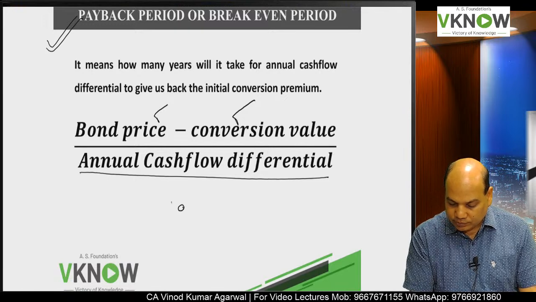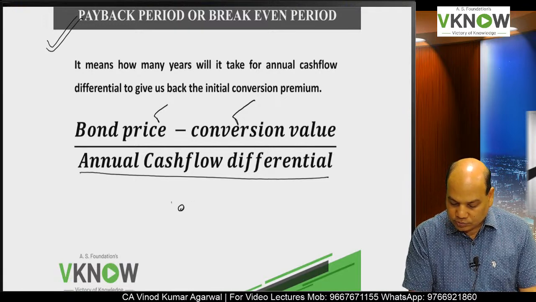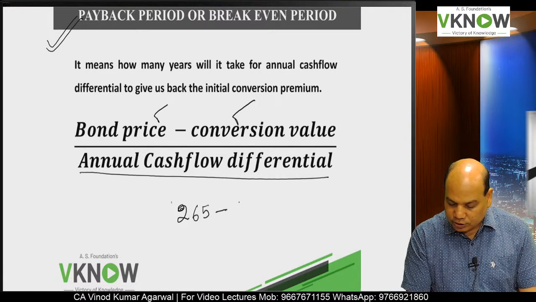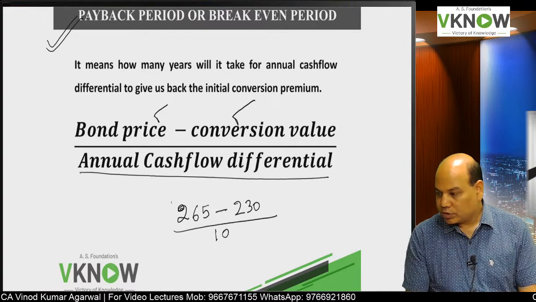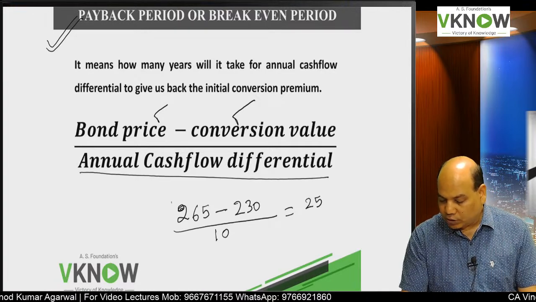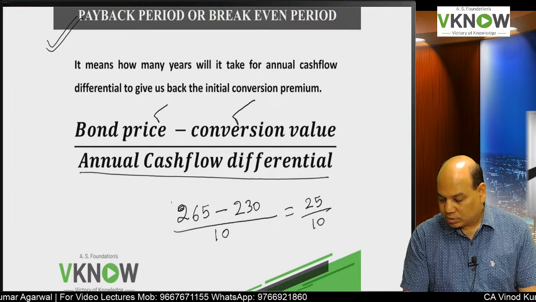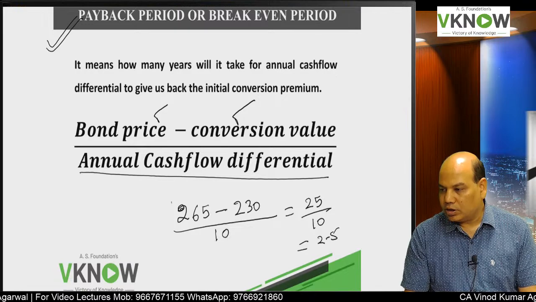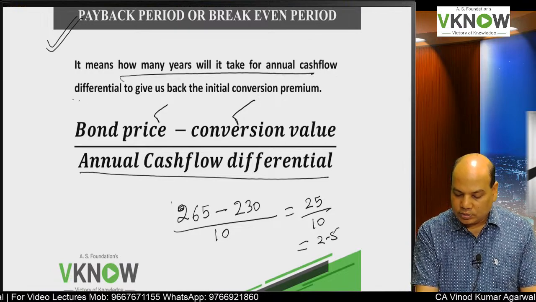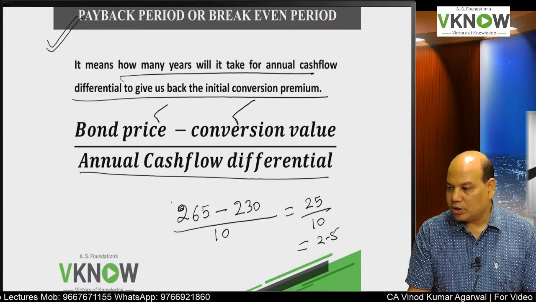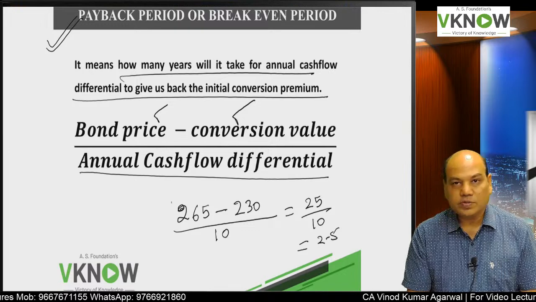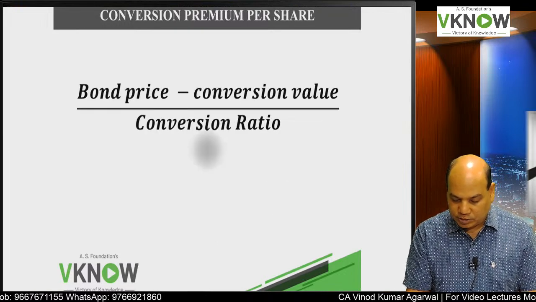So in our example, suppose the bond price is, let's say, 265. Conversion value is, let us say, 230 rupees, and the annual cash flow differential, suppose 10. So the 25 rupees premium which I have paid, I will take 2.5 years to recover that additional premium. It means how many years will it take for the annual cash flow differential to give us back the initial conversion premium?